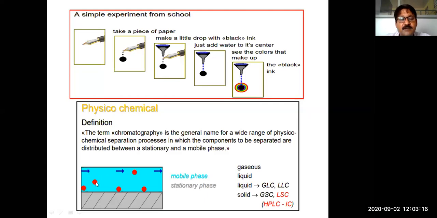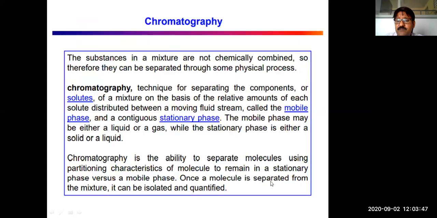Whichever is not coming will be left on the surface of the solid. So the silver color is the stationary phase and the mobile phase is the blue color. You can easily see some things are attached on the surface, and some are moving along the bulk of the liquid or solvent. There are gas liquid chromatography, liquid chromatography, gas solid chromatography, and liquid solid chromatography. An example is HPLC. The substances in a mixture are not chemically combined, so they can be separated through a physical process.